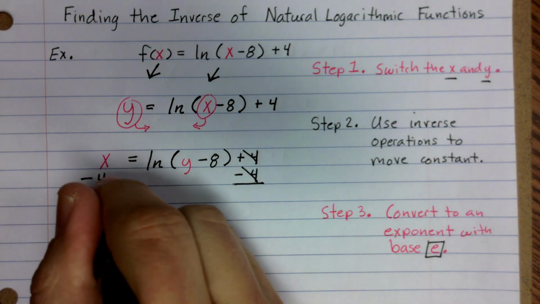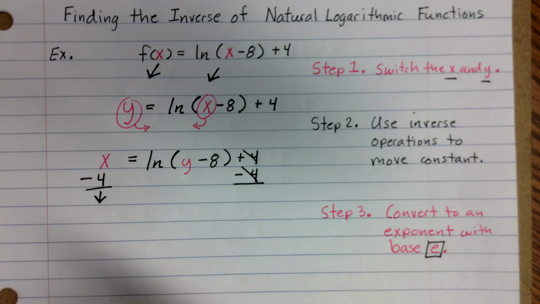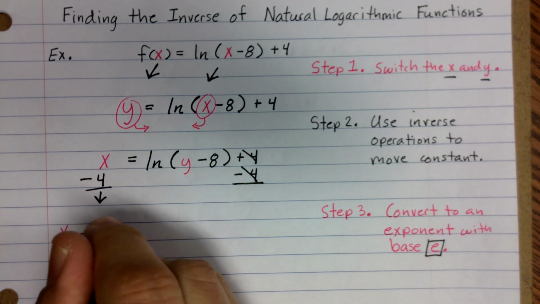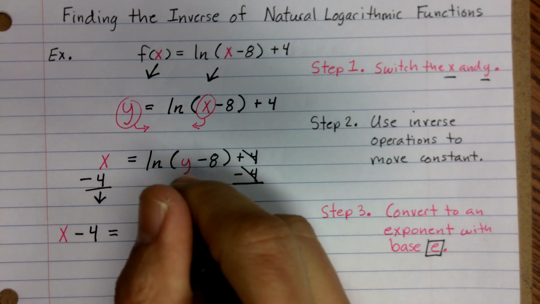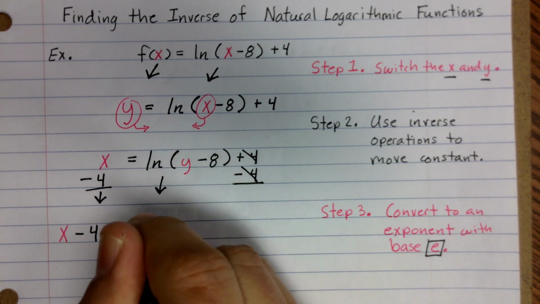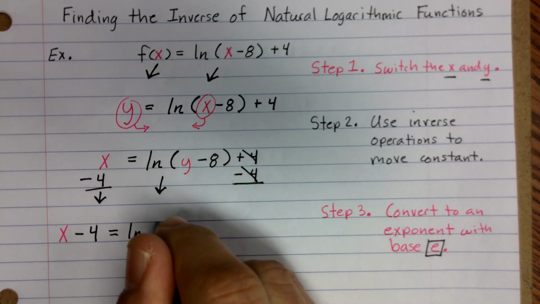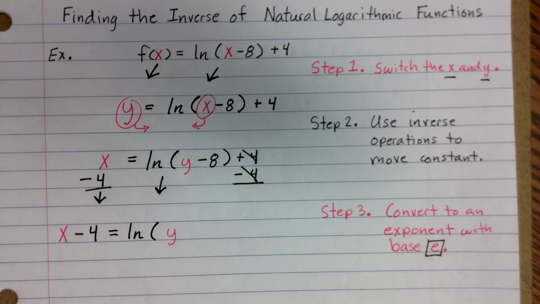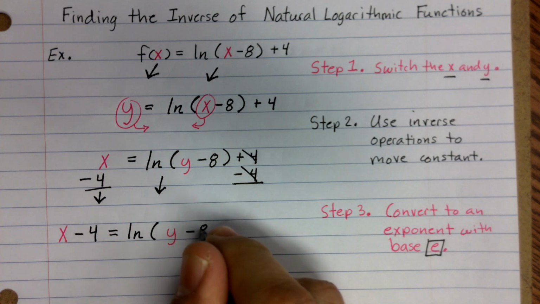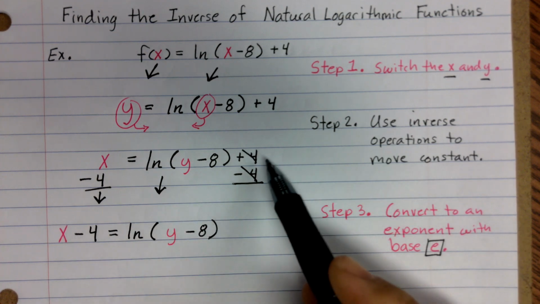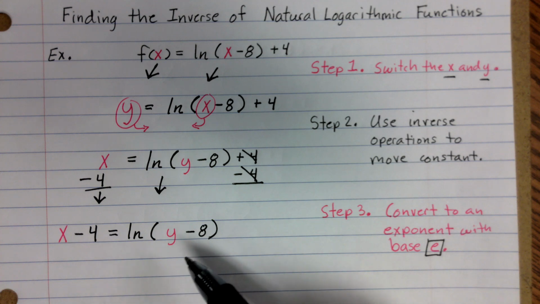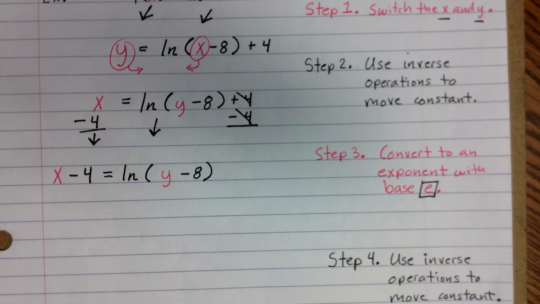So let's go ahead and we're going to rewrite this real quick. I now have x minus 4 is equal to ln times y minus 8. So notice now we have a little bit less stuff on the right, because our goal is to isolate the y, and in the end we're going to have y equals something. So I'm going to move this up just a little bit.